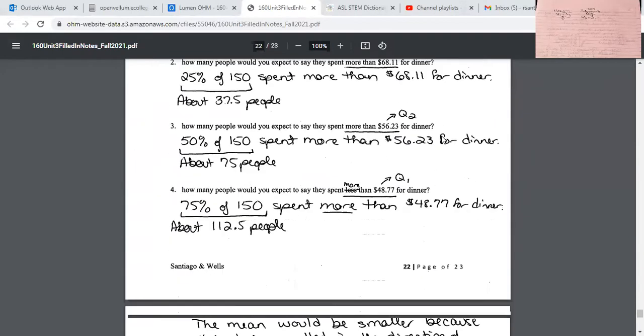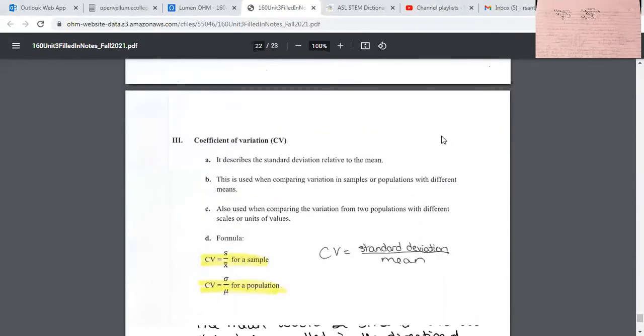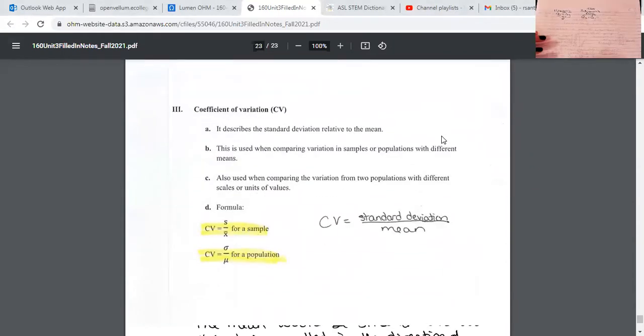Perfect. Good. And then, of course, I would just review some of these to make sure you're okay. And then we have coefficient of variation. That formula is taking the standard deviation and simply dividing it by the mean. And that concludes Unit 3.